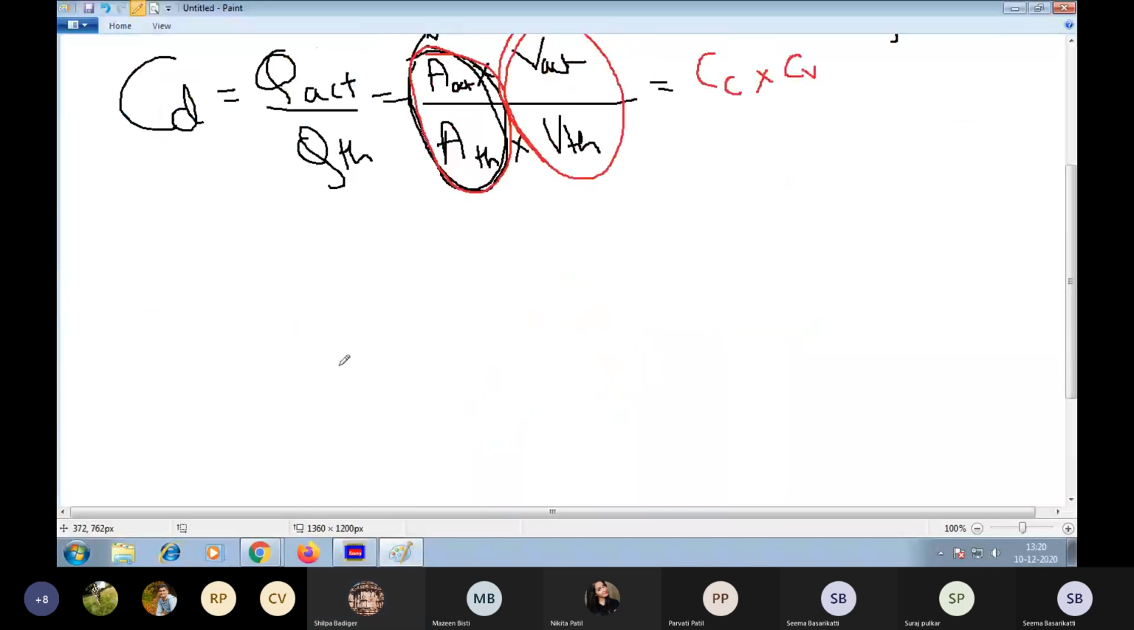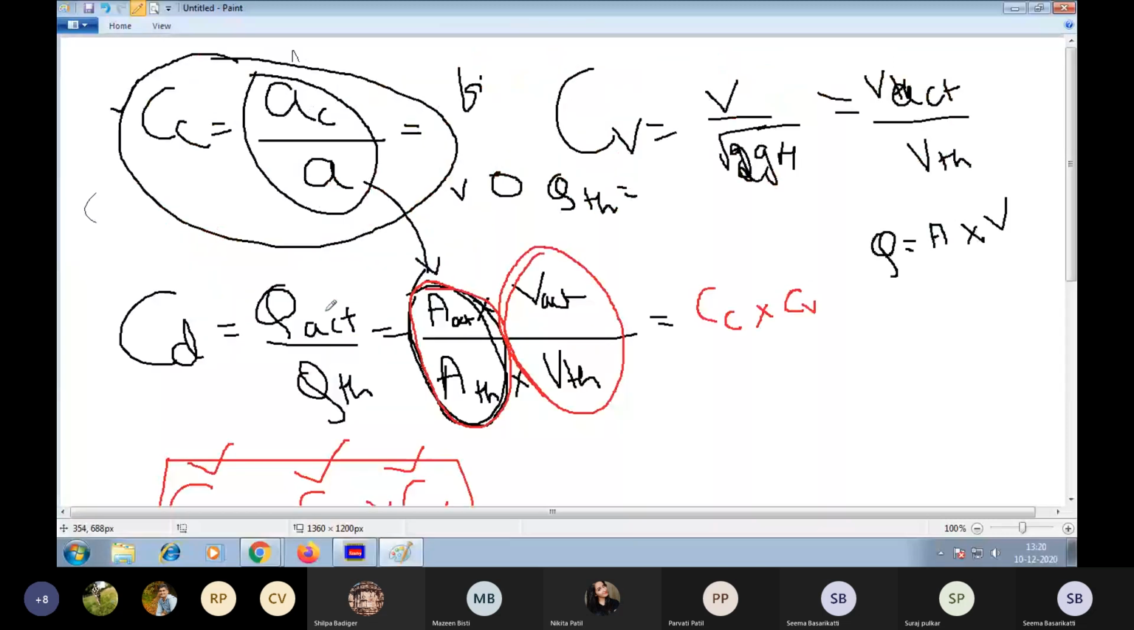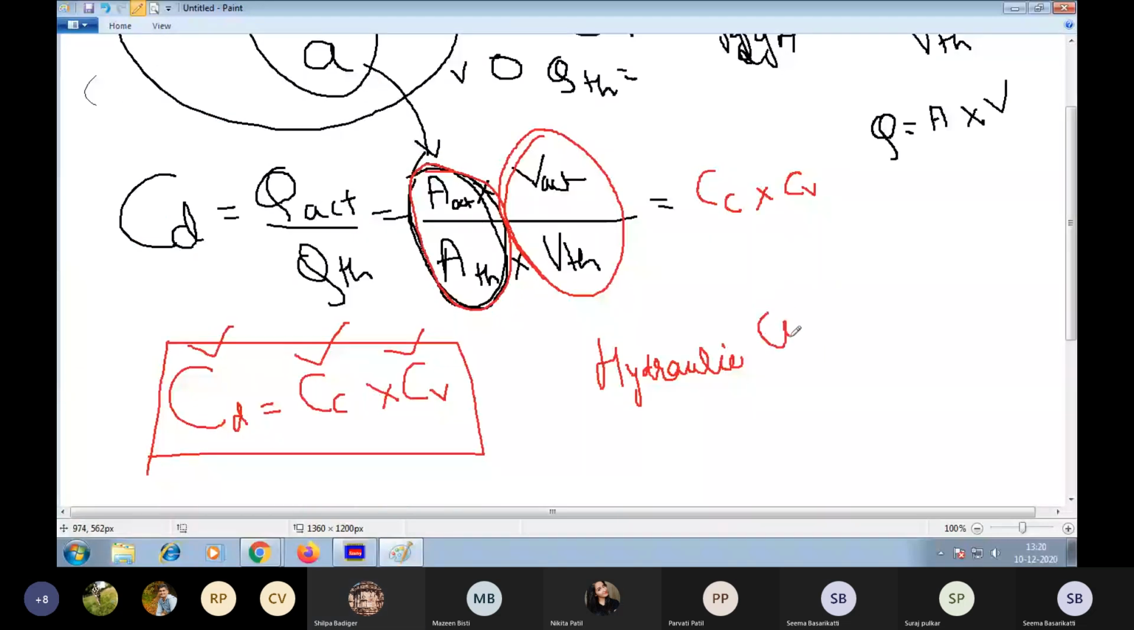Therefore, how are we going to write CD? CD is nothing but CC into CV. This is very important. So these are the three coefficients: coefficient of discharge, coefficient of contraction, and coefficient of velocity. Understood the hydraulic coefficients? Yes, ma'am. So mark it as important, they may ask you in the examination for 4 marks or 6 marks.